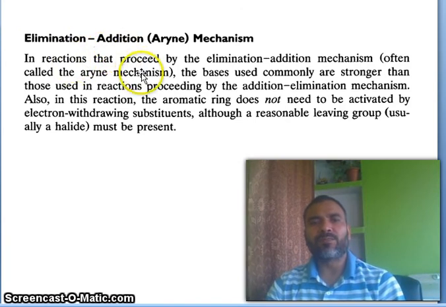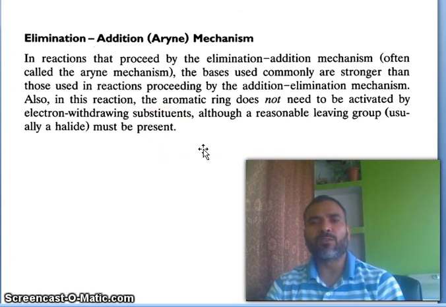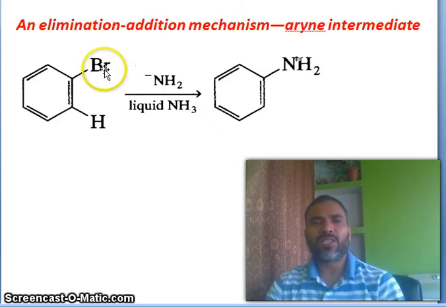Any reaction that proceeds by the elimination addition mechanism is often called the arine mechanism. The bases used are commonly stronger than those used in reactions proceeding by the addition elimination mechanism. Also in this reaction, the aromatic ring does not need to be activated by electron withdrawing substituents, although a reasonable leaving group, usually a halide, must be present. So such a structure should be there for the elimination addition mechanism.